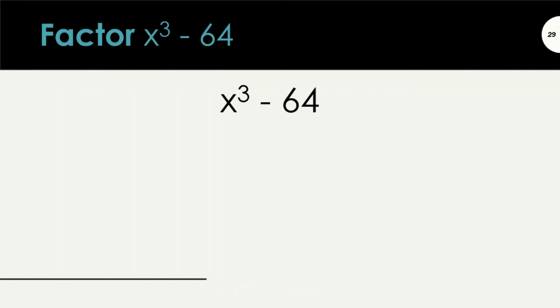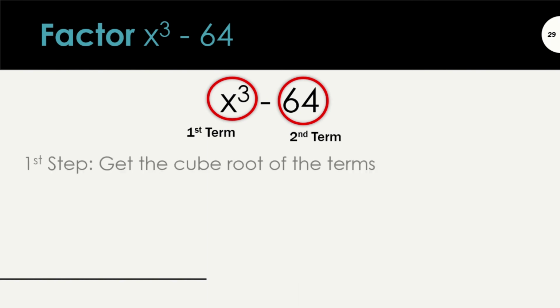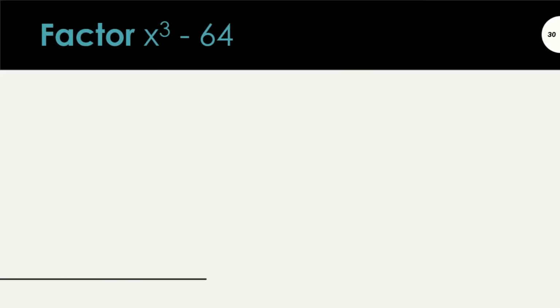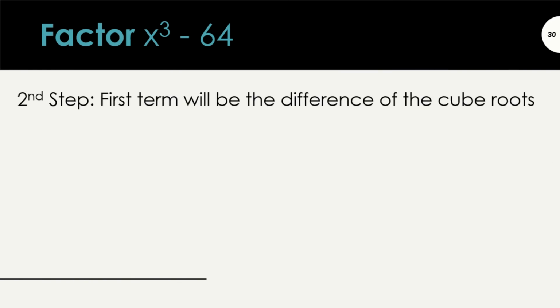Next example, x cubed minus 64. So, we have here x cubed being the first term. And then, we have 64 being the second term. So, first step natin, get the cube roots of the terms. So, cube root na x cubed is x. Cube root of 64 is 4. Then, going to the second step, first factor will be the difference of the cube roots. So, we have here x minus 4.